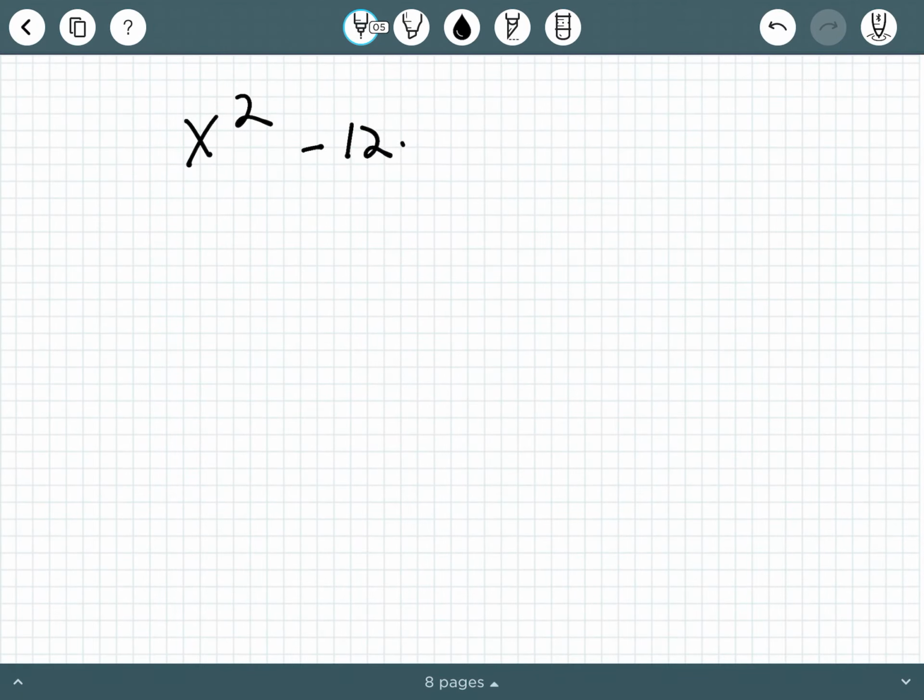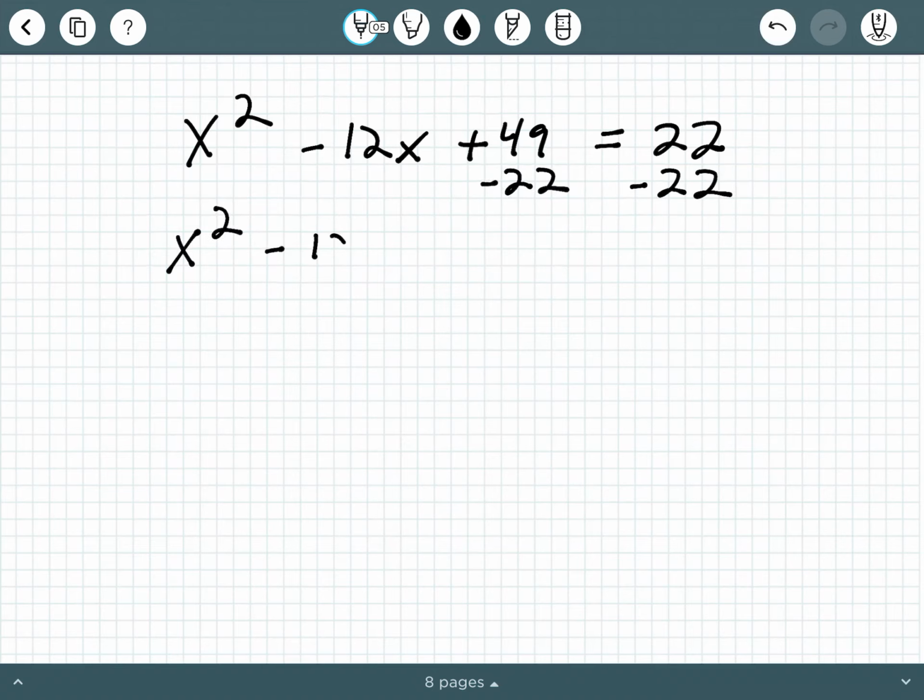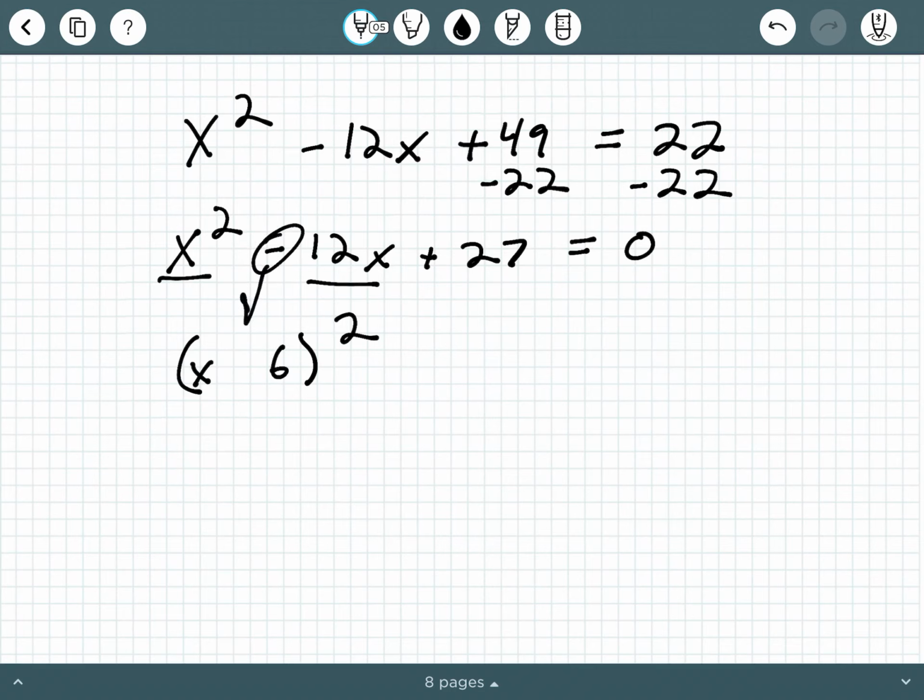Let's, as a first step, move that 22 over. So we have x squared minus 12x, and then 49 minus 22 gives us positive 27, and that's equal to 0. Now to complete the square, we'll do like we did in the previous problem. We'll fill in, using the first two terms, x, and then half of 12 is 6, because it's subtraction, we'll subtract here.